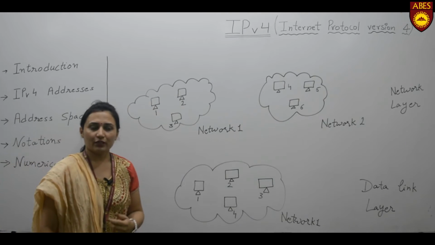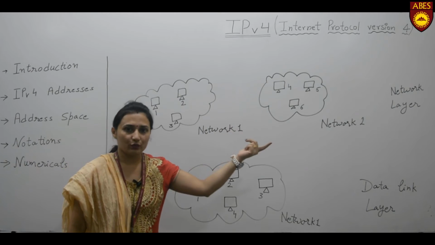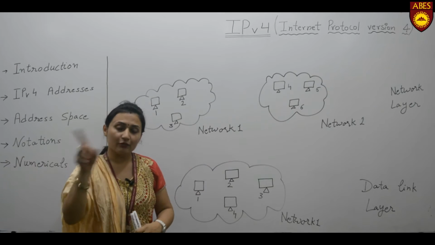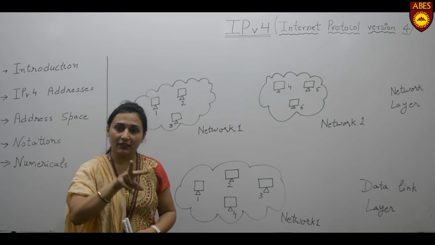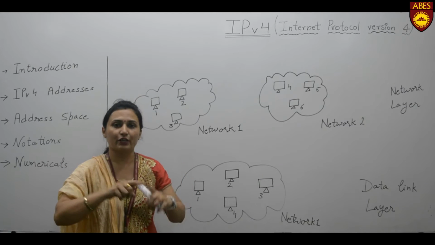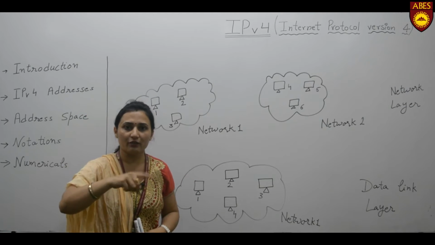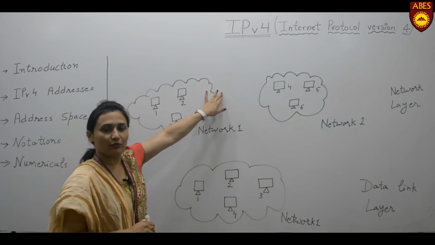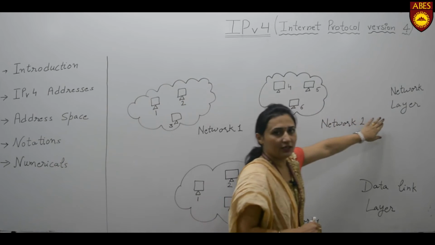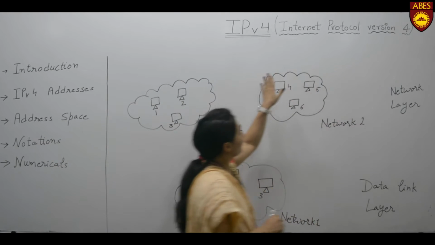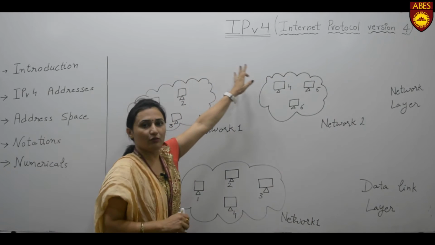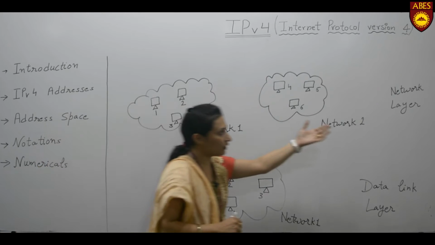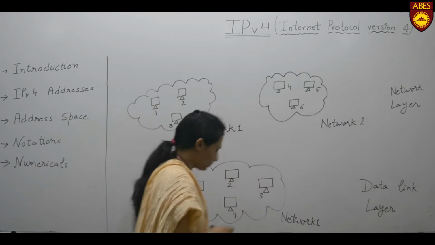So we can say if there are two systems, one at one end of the world and another at the other end of the world, and they want to communicate, that communication is possible if they are connected to the internet, and that connection is made with the help of IPv4, that is Internet Protocol. This is the protocol used at the network layer of the TCP/IP protocol suite. IPv4 stands for Internet Protocol version 4. This is basically the logical address given by the network layer of the TCP/IP protocol suite.